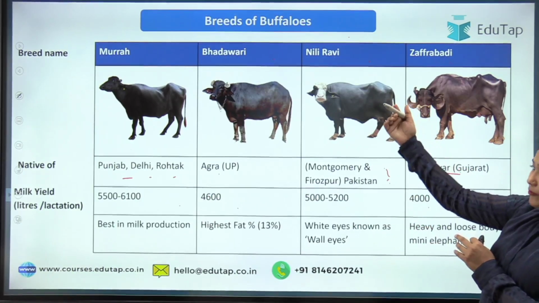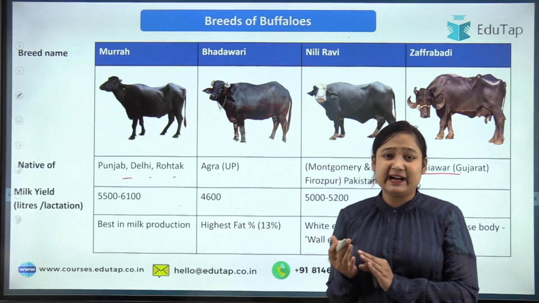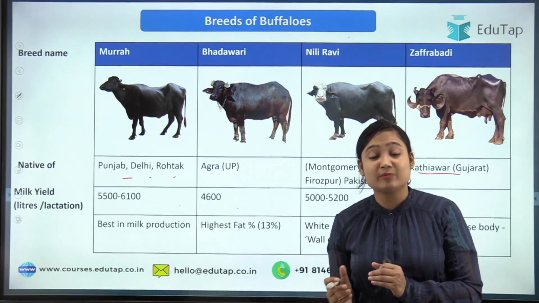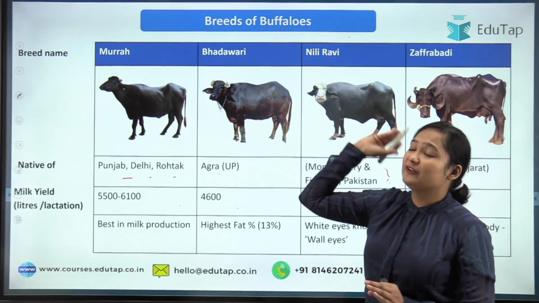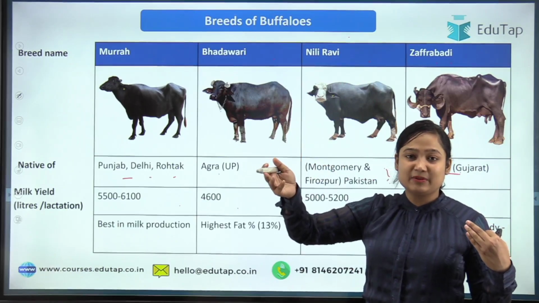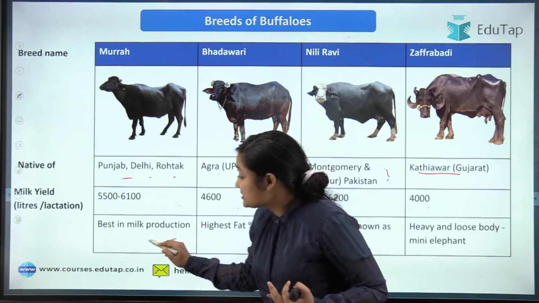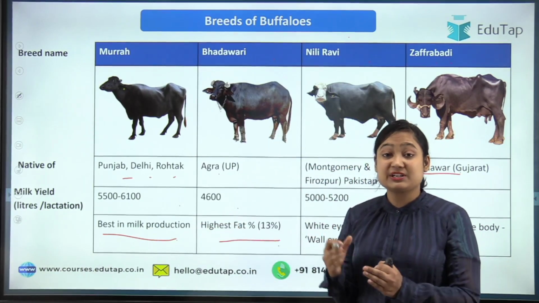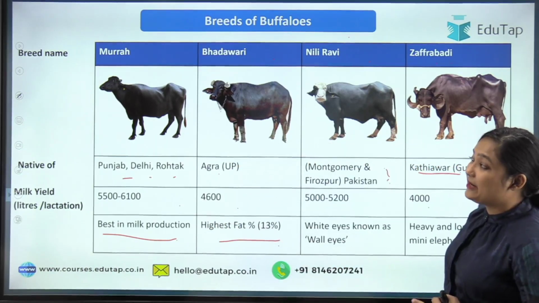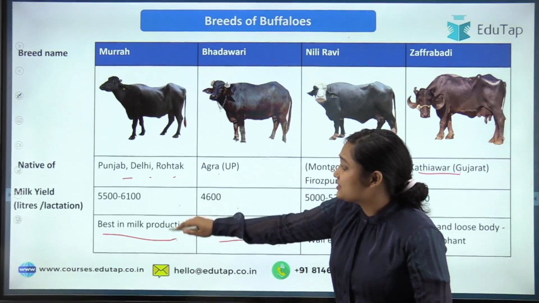Now they won't be asking, tell the Murrah's milk yield. That kind of question is highly unlikely. What kind of question can be formed? Quite easy: which one of the following is the buffalo breed? So 4 or 5 examples will be given and you'll have to choose one. Another question can be, given the statements, which has the best milk production among the following. So these 4 examples and one option, none of the above, can be there, or some other example will be given. So your answer should be this.